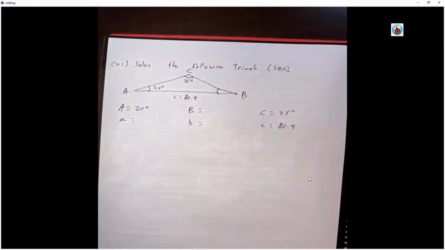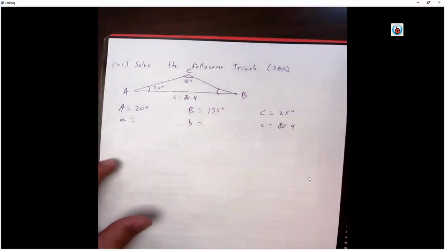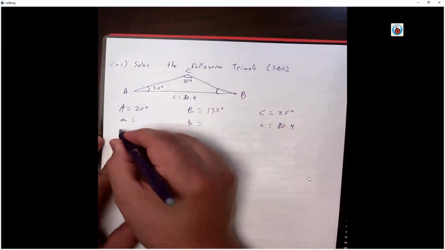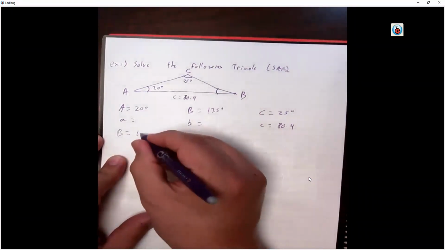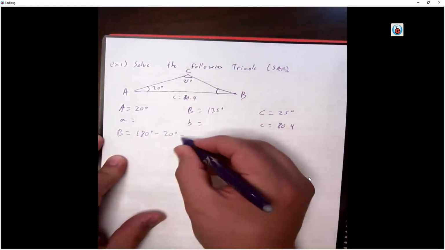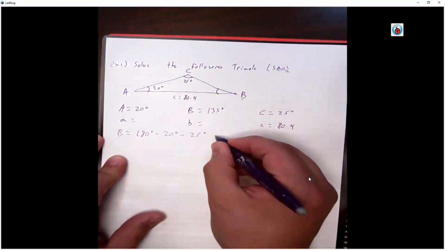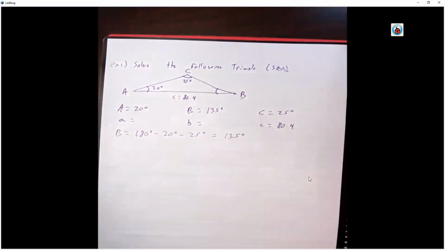135. Yeah, 135, right? You guys see why that's 135? 180 minus 25 minus 20. The sum of the angles of a triangle has to be 180. So subtract the two angles you got, and you'll have B. So that's technically given to you, right? Almost. So now we have capital B. So all we really need to do is find two sides.